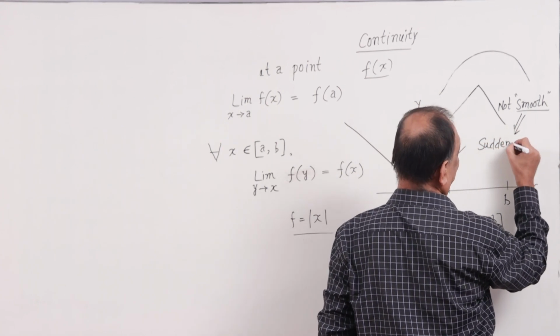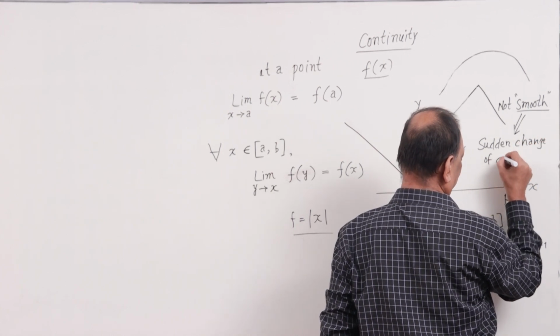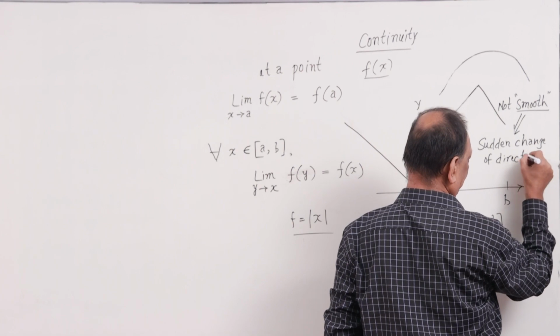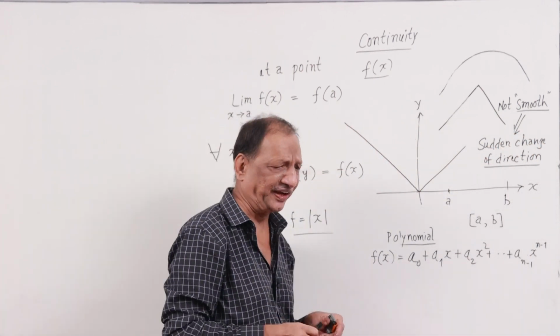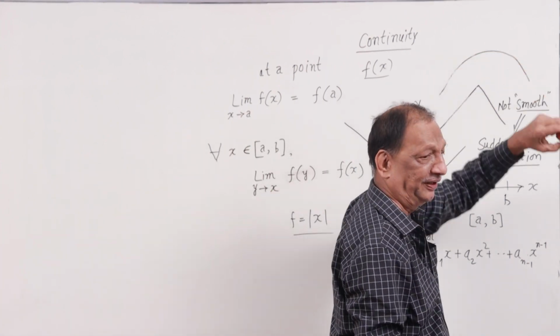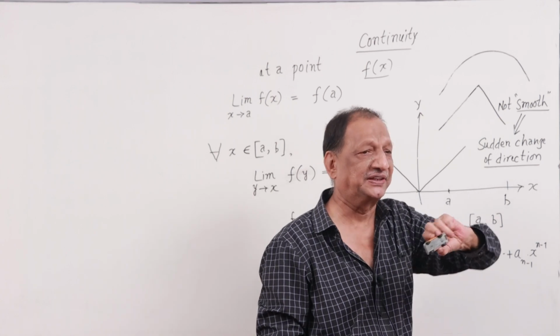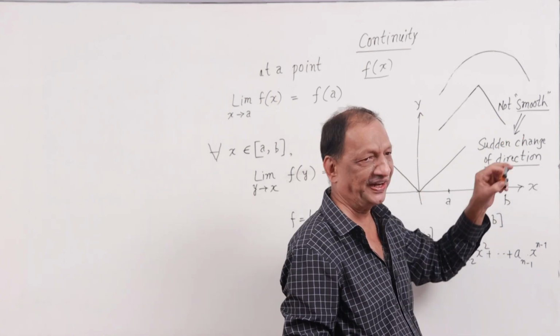That is the intuitive understanding of that. Sudden change of direction. So when you have a sudden change of direction, obviously it cannot drive. You can't suddenly change like this. A car cannot suddenly change its direction. It can only change it smoothly. So that is the definition of that.